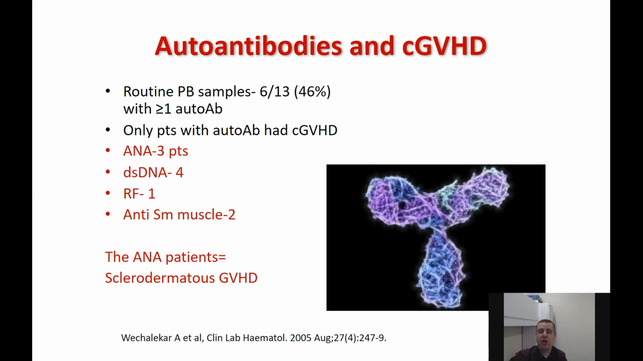Autoantibodies have also been studied in the chronic GVHD setting. This is an older study looking at a small number of patients. However, it demonstrated that patients that had chronic GVHD also had circulating autoantibodies, which control patients did not.